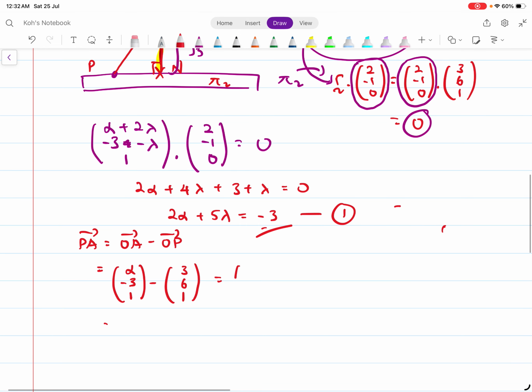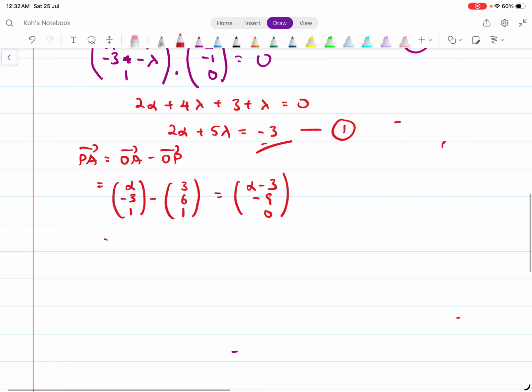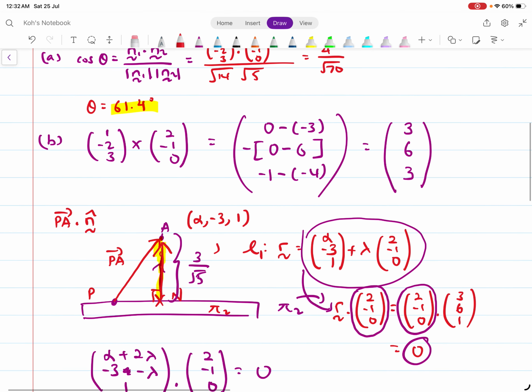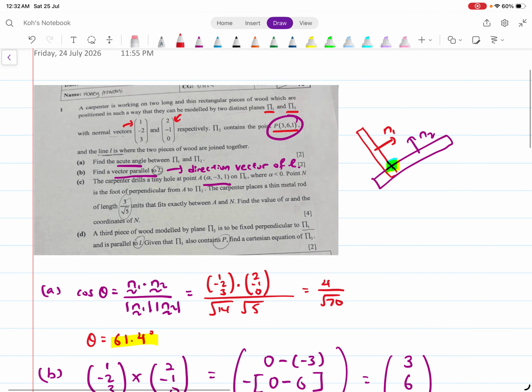So this will give you PA to be alpha minus 3, minus 3 minus 6 is minus 9, 0. So that's the PA. Okay, now I want to do the dot product. So PA dot product with N2 hat. So this will give you alpha minus 3, minus 9, 0. And then you dot product, right? So N2 hat. So for this our normal vector, 2, negative 1, 0. So 2, negative 1, 0 is the n.